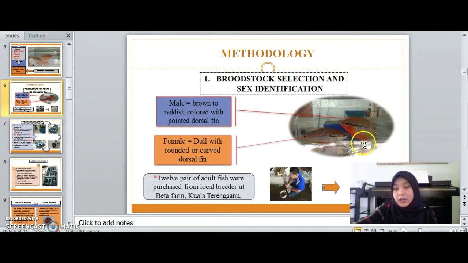Broodstock selection and sex identification is the first step in the methodology. As you can see here, the male produces brown and reddish color with a pointed dorsal fin, unlike the female, which has a rounded and curved dorsal fin and dull color. The broodstock were purchased from a local breeder at Beta Farm, Kuala Terengganu.